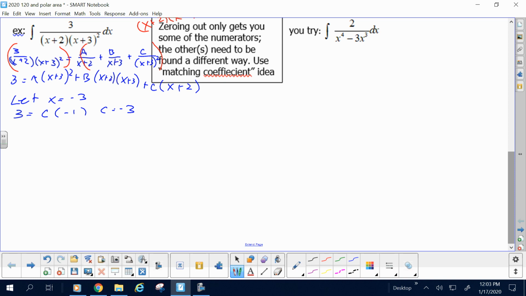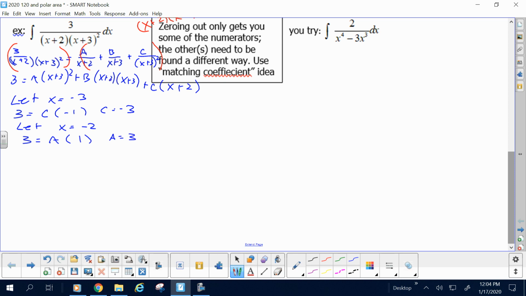Cool. All right. Now, what should we let x equal otherwise? Negative 2. If I do that, 3 equals, does A drop out or stay? Stay. And I get A times 1. So A, and then the others drop out. Yeah. So A is 3.